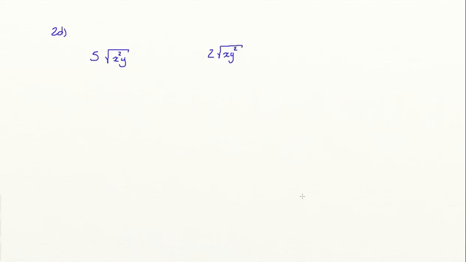Question 2. Indicate whether the expressions are like radicals. Let's do 2D. 5 square root x squared plus y and 2 square root x y squared. Okay, well, let's simplify this. Square root of x squared is x. All right, let's simplify this one. We have a square root of y squared. Okay, same type of root, so they're both square roots, but the stuff inside the root is different, and so they are not like radicals.